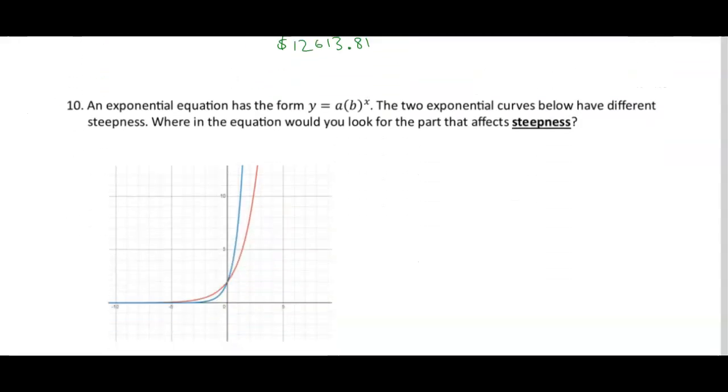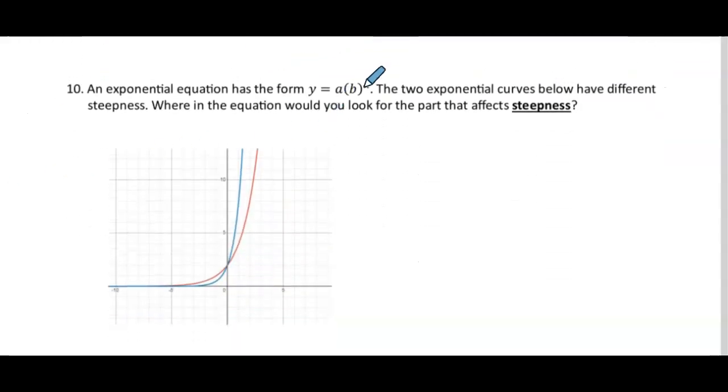Okay, an exponential equation has a form of y equals ab to the x, and I know you can't see the colors on yours because this came out black and white obviously. But this blue one is definitely a steeper curve than the red one. So you can tell the difference here. One's flatter than the other, one's steeper than the other. So where in the equation would you look for that steepness? So it depends on what we multiply by, how fast it goes up. The more we multiply by, the faster it's going to go up.